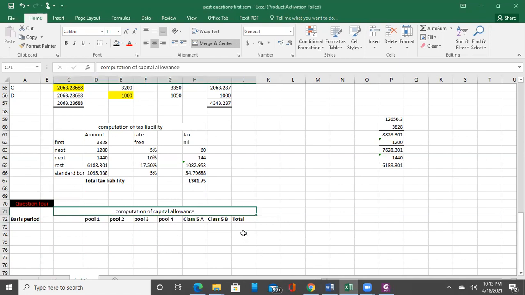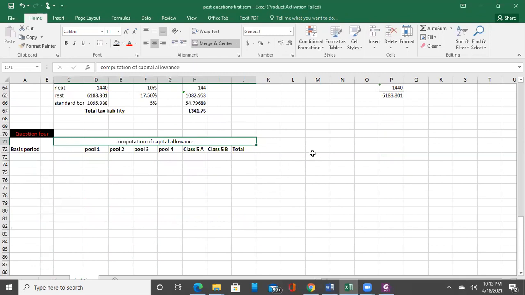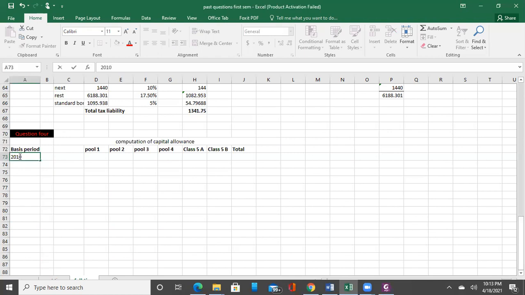Now, let's move on. The year in which the person starts business is very important. So for the 2010 year of assessment, he didn't work for the whole 2010 because they said he started business on 1st May. So you have May, May to December.